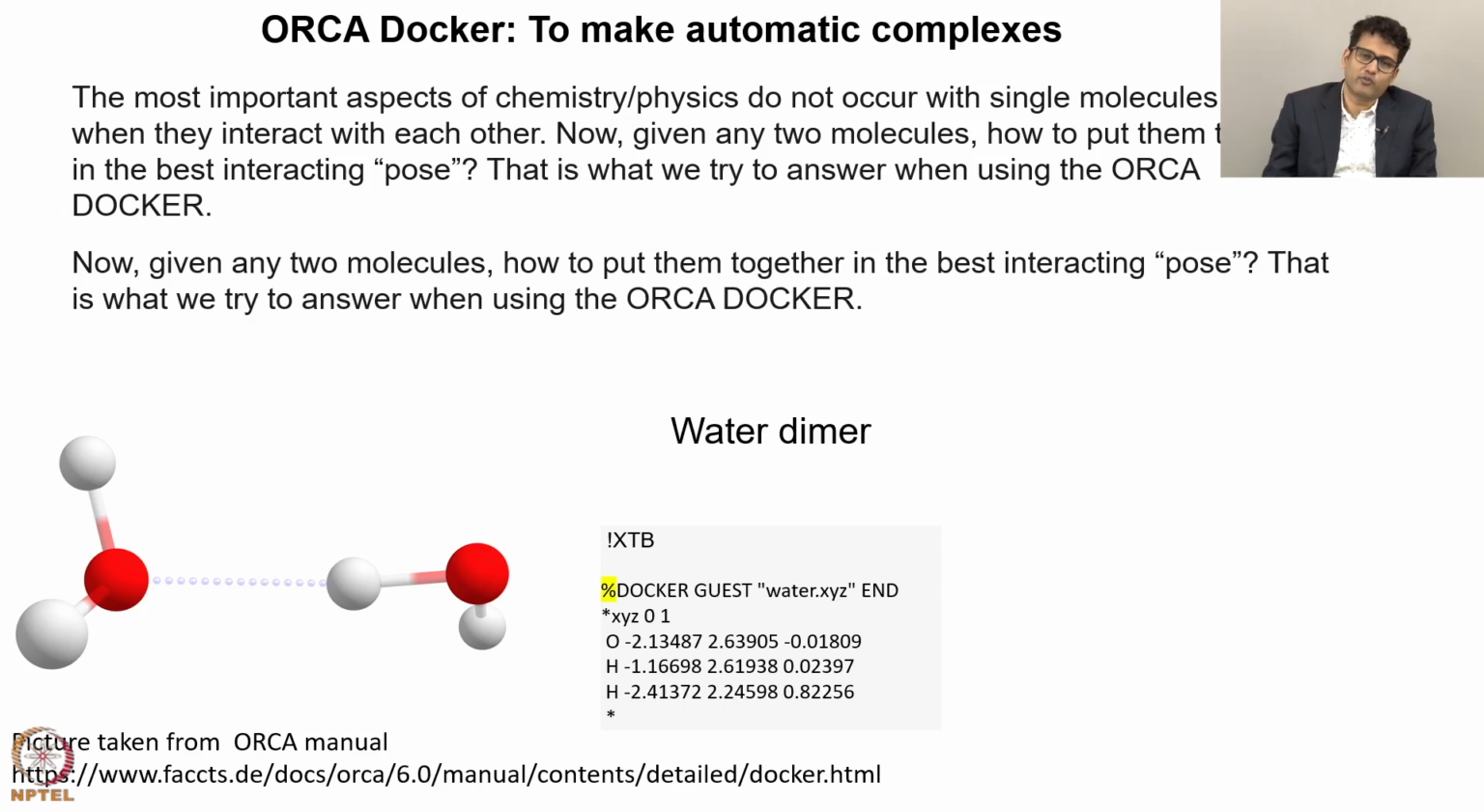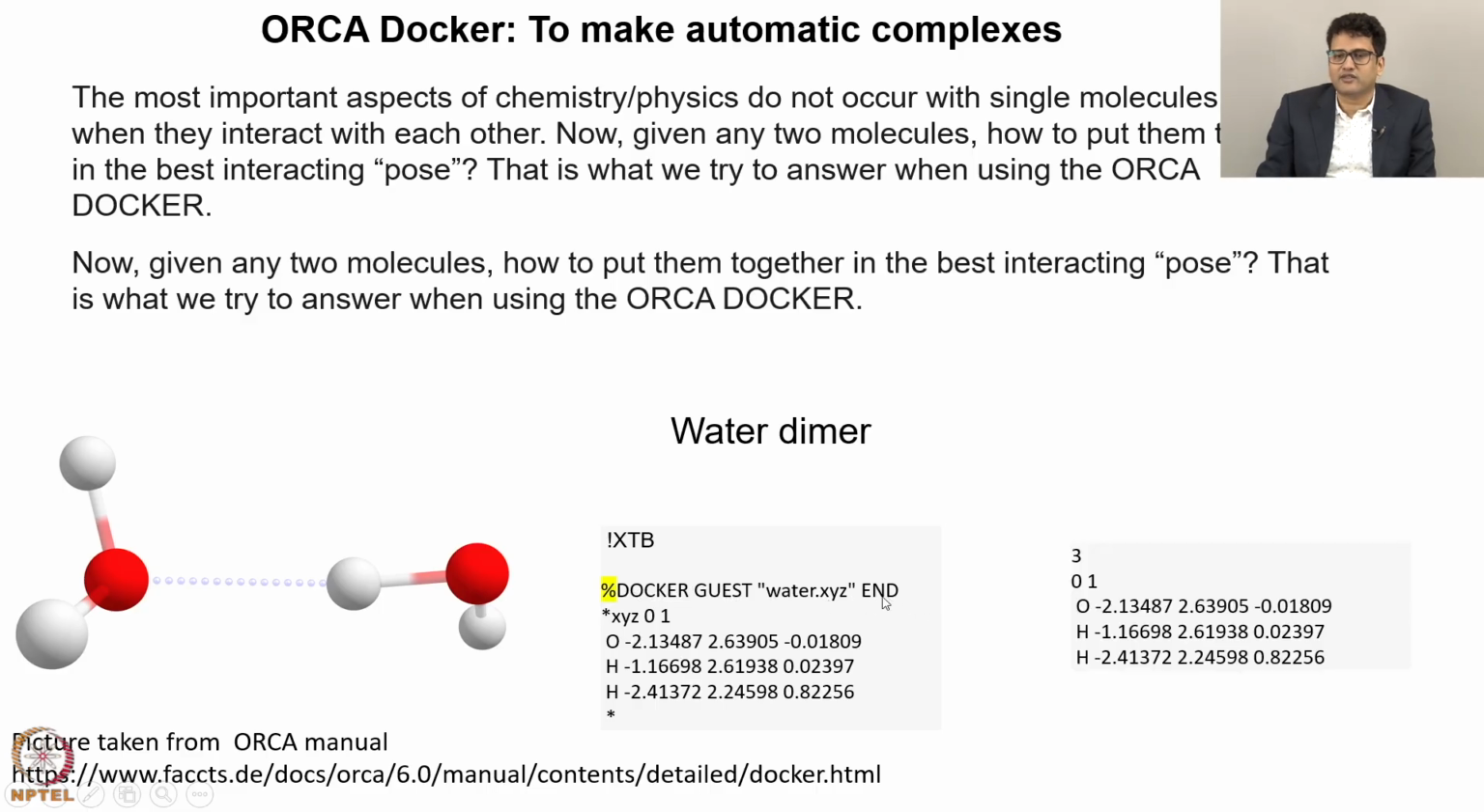So, there are two parts of the input. This part is the input file for the host. The geometry is already given in this case, and the guest that you have to provide separately in the percentage Docker block. So, it is Docker guest water.xyz and the end, and water.xyz contains the geometry of the guest. This xyz file looks a little bit special because it not only has the atom number, in the second line it has the charge and multiplicity also for the guest molecule.